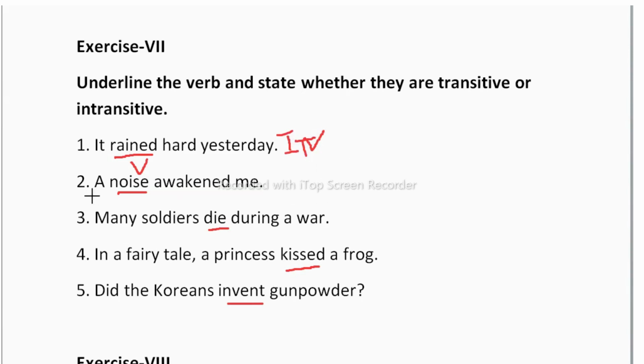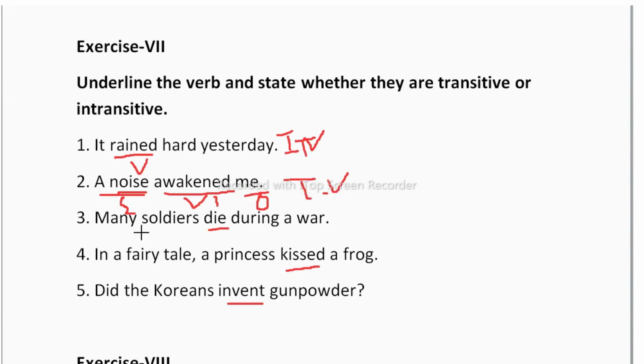Now let's see the next one. "A noise awakened me." So can we change this into passive voice? This one is the verb here. "A noise" is the subject and "me" is the object. So "I was awakened by a noise." Yes, we can change this from active to passive voice. So that will be a transitive verb. The first one is intransitive, the second one is a transitive verb.